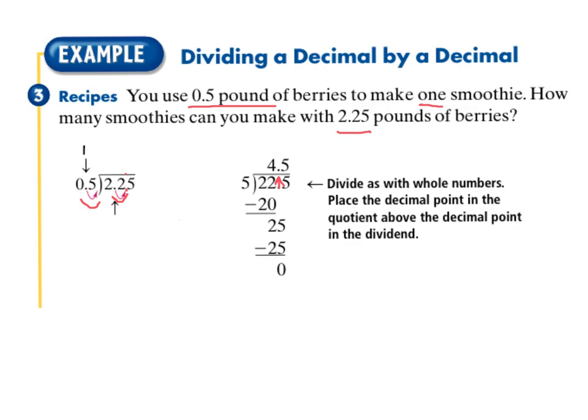So with 22.5 pounds of berries, you can make 4.5 smoothies.